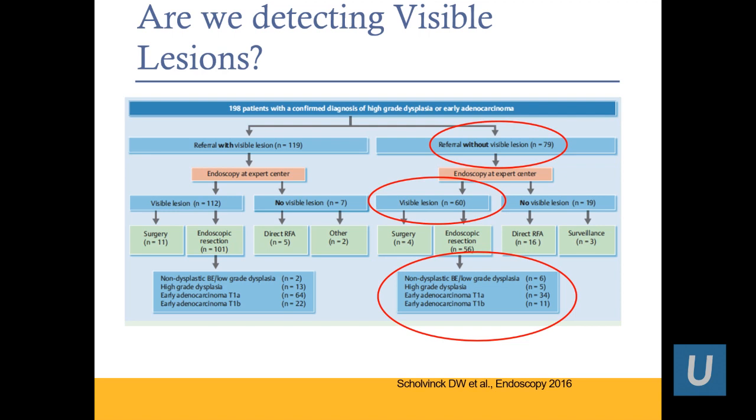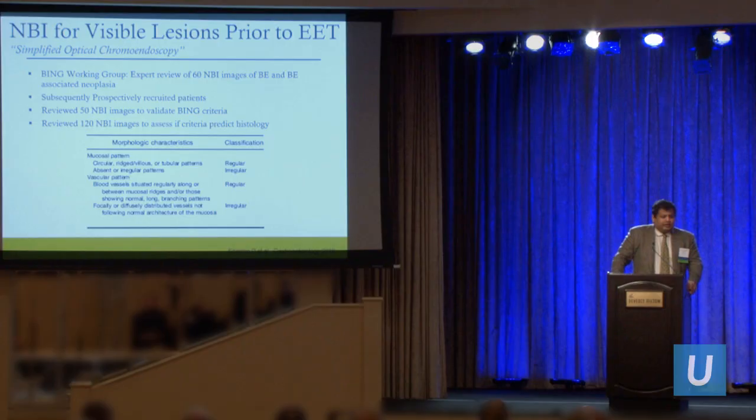So it is important for us to do a better job of identifying these lesions. So how do we do that? Narrowband imaging, I think, can help. Simplified optical chromoendoscopy is one technique. This Bing working group basically identified two main things.